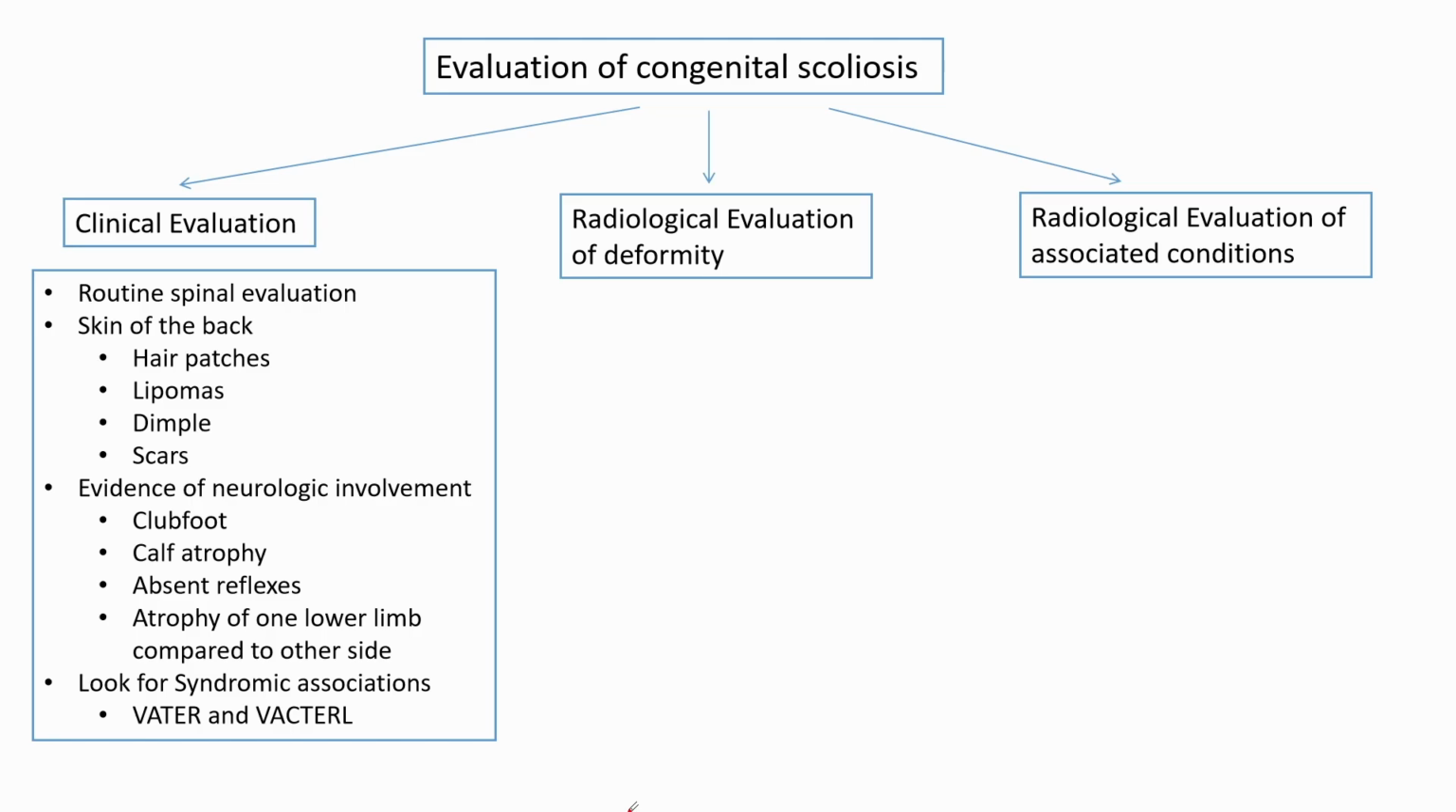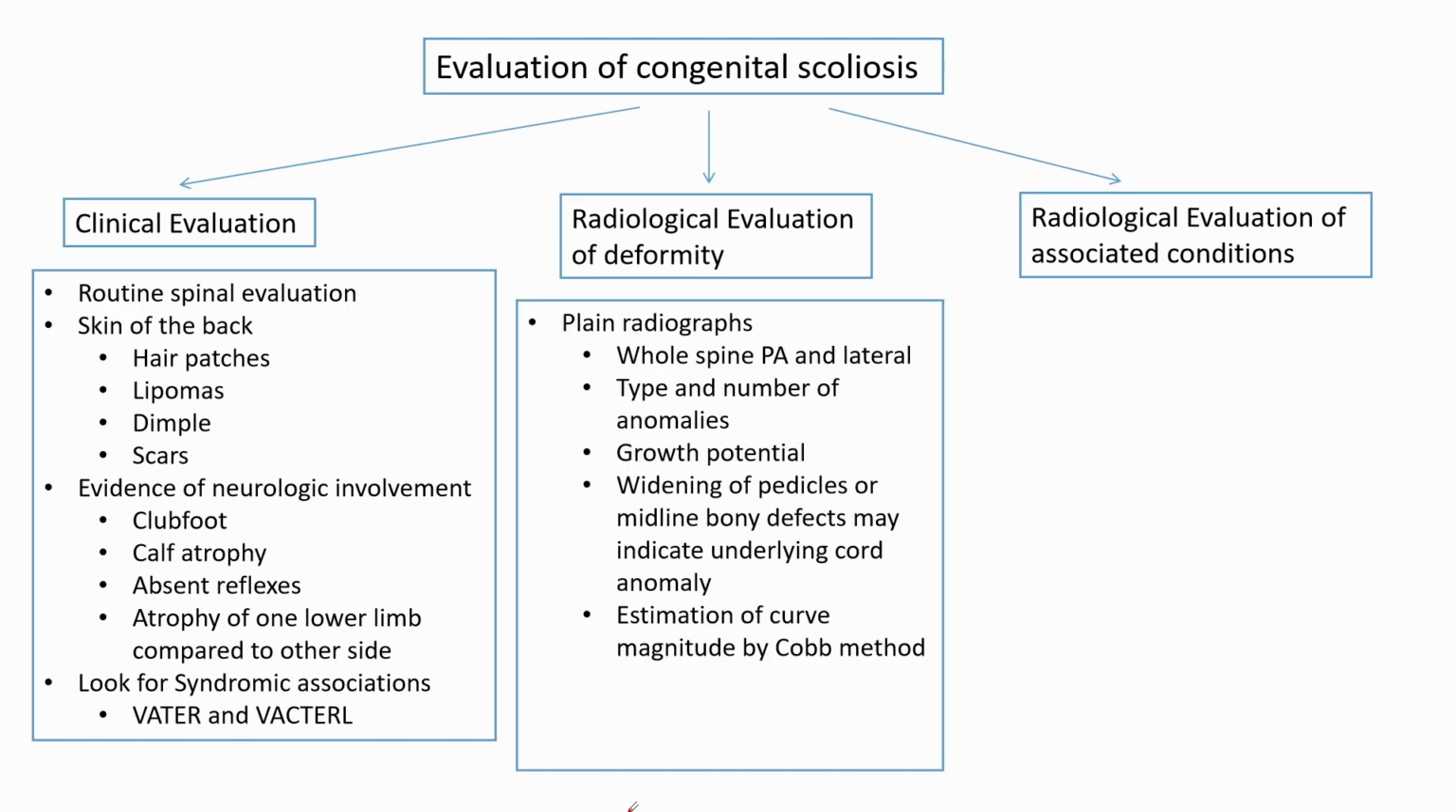The radiological evaluation of deformity consists of plain radiograph, which includes the whole spine posterior-anterior view and the lateral view. A posterior-anterior view decreases the radiation exposure to the gonads and the breast tissue compared to an anterior-posterior view and is thus preferred. In the radiographs, we look for the type and number of anomalies, the growth potential of the spine. We look for any widening of the pedicles or midline bony defects, which may indicate an underlying cord anomaly, and we estimate the curve magnitude by Cobb method.